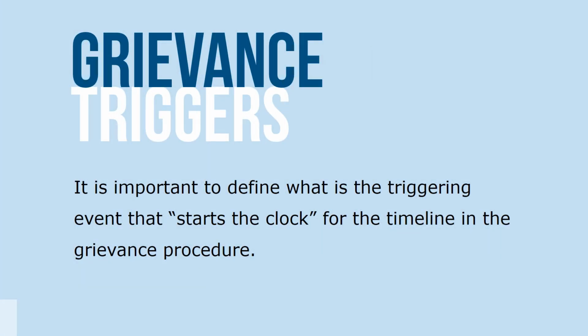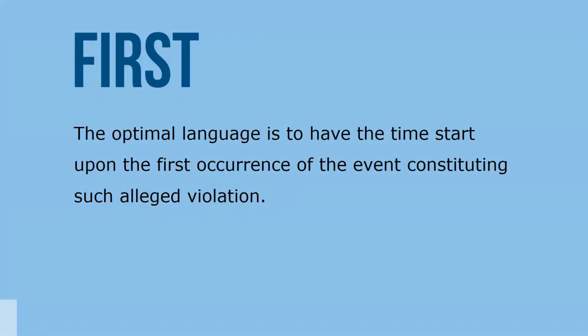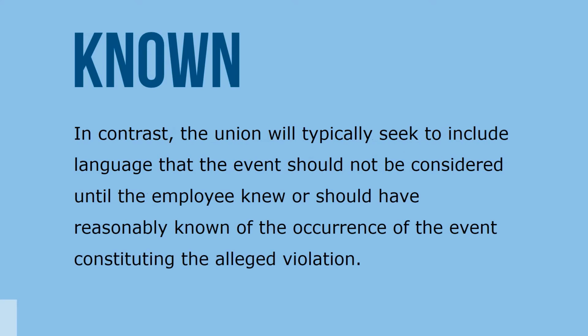It is important for the employer to negotiate language into the contract that clearly defines what the triggering event is that starts the clock for a timeline in the grievance procedure. The optimal language is to have the time start upon the first occurrence of the event constituting the alleged violation. In contrast, the union will typically seek to include language that the event should not be considered until the employee knew or should have reasonably known of the occurrence of the event constituting the alleged violation.